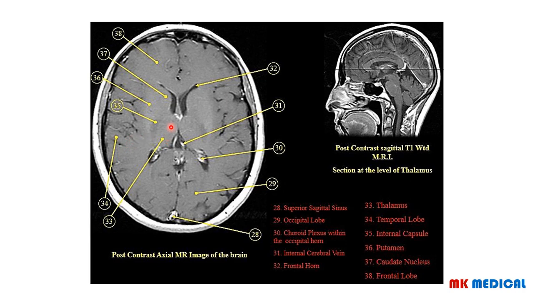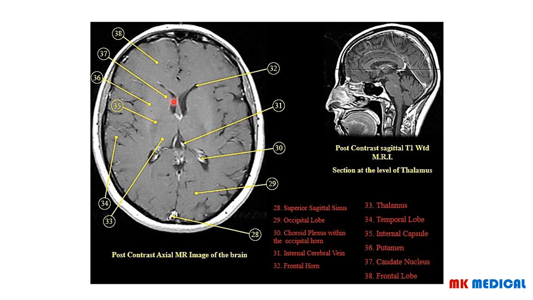Then number 35, because you can see there's this dark area here, that's going to be your internal capsule. So as you can see, this over there is your internal capsule. I don't know if you can see what I'm seeing right now. Then number 36, which is this area here, this is your putamen. So that's where your putamen is going to be, which is part of the basal ganglia.